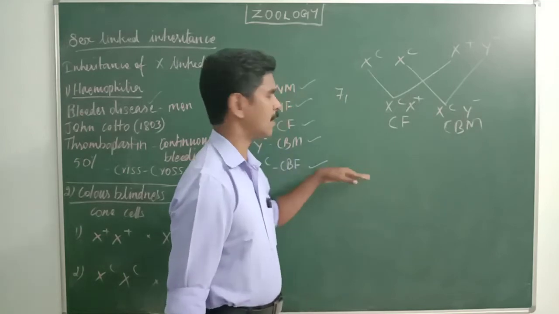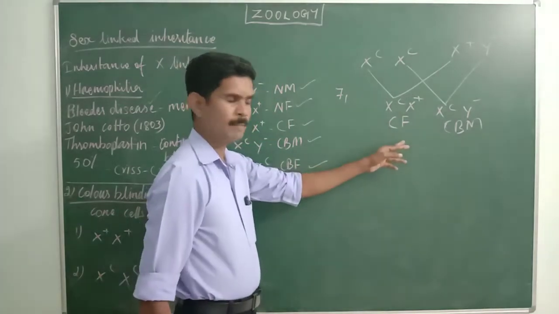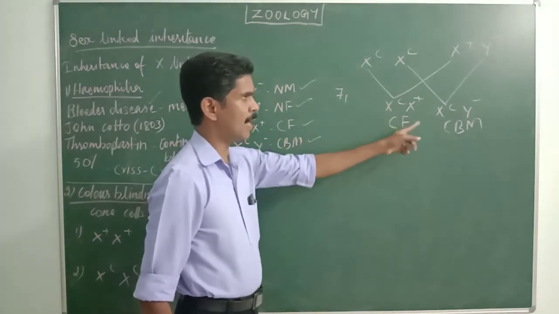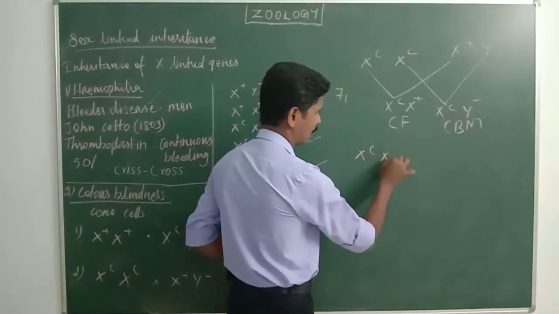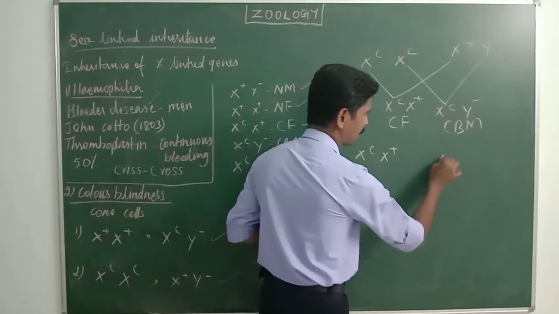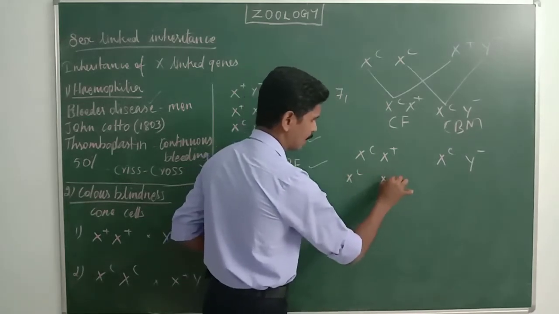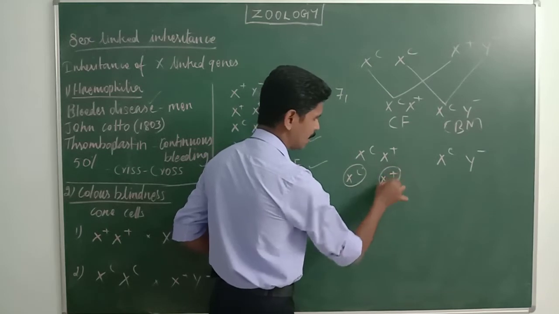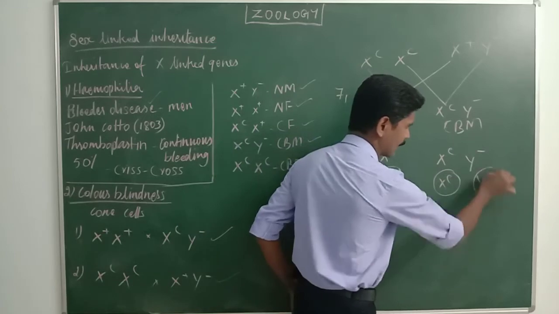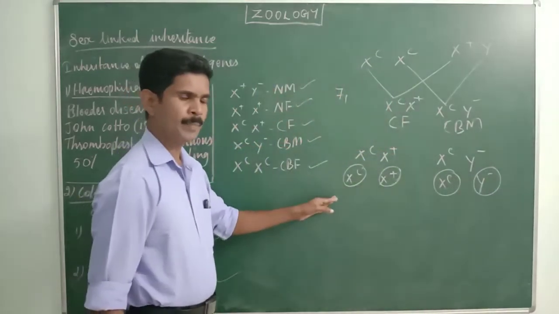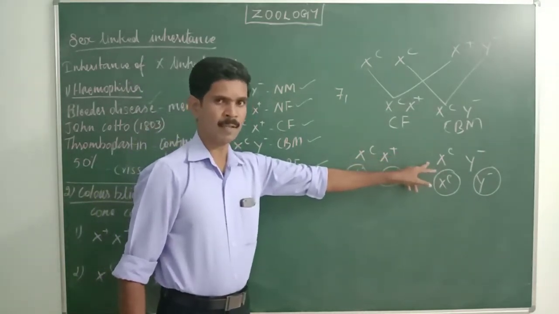Then let's see what is happening in the second generation, the F2 generation. Marriage takes place between the carrier female and a colorblind male. Carrier female XC X plus, colorblind male XC Y minus. Gametes: XC is the first gamete and X plus the second gamete; here XC is the first gamete and Y minus the second gamete.